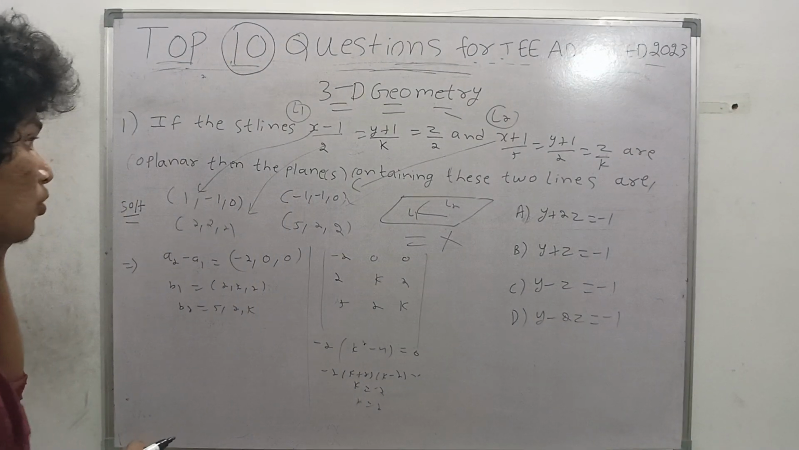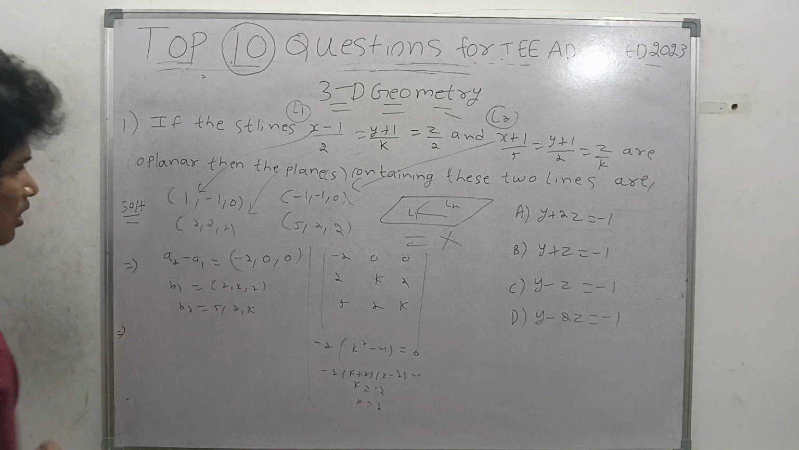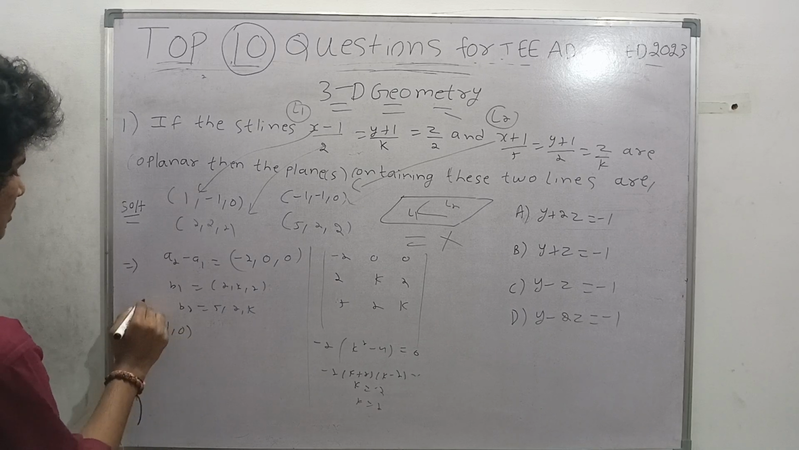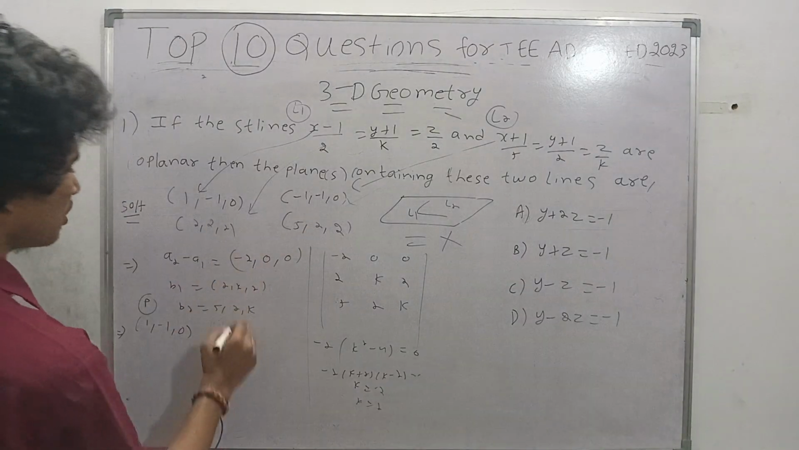And now what can we do? By using these things, you can easily generate the plane. How can you generate the plane? You can easily take the point. Suppose I am considering this point 1, minus 1, 0. This is the passing point I am considering, and after that, I can take the cross product of these two things.